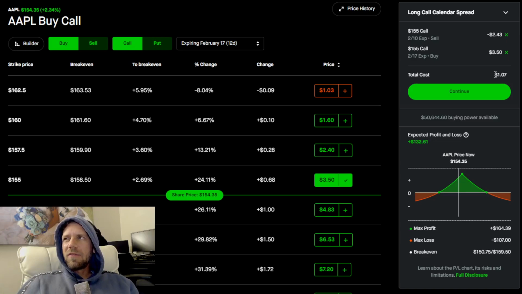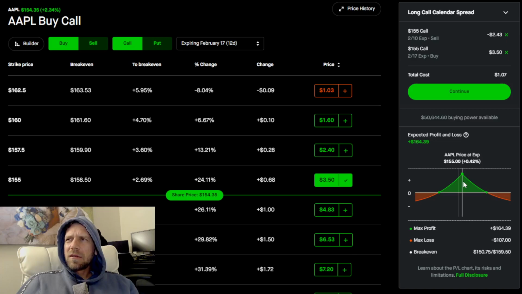You know what? If you got more than $100, you can put on the same calendar spread multiple times, right? I'll show you in a second. Look at this. Robinhood added these charts here. You're going to learn how to read them today.